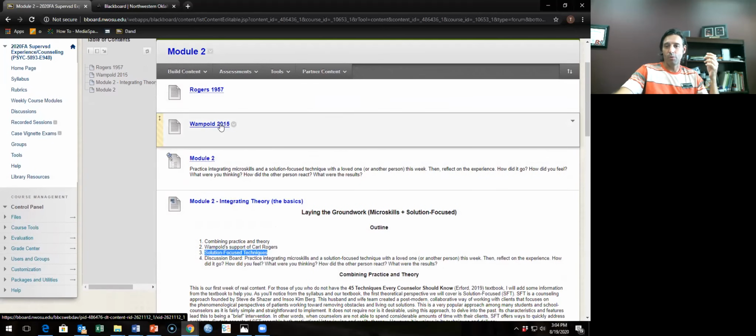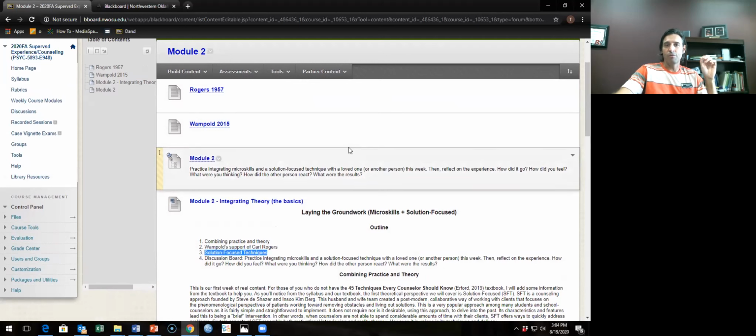This article right here by Wampold talks about common factors. And when I'm talking about common factors, some of you heard me talk about this before. There are certain things that, looking at all of the techniques, looking at all the different theories, behaviorism, cognitive behavior, Adlerian, Jungian, psychodynamic, existentialism, Gestalt, all the different approaches. So they tried to find out which one of those is most effective. You know, what's the creme de la creme? What is the one that we all should try to learn?